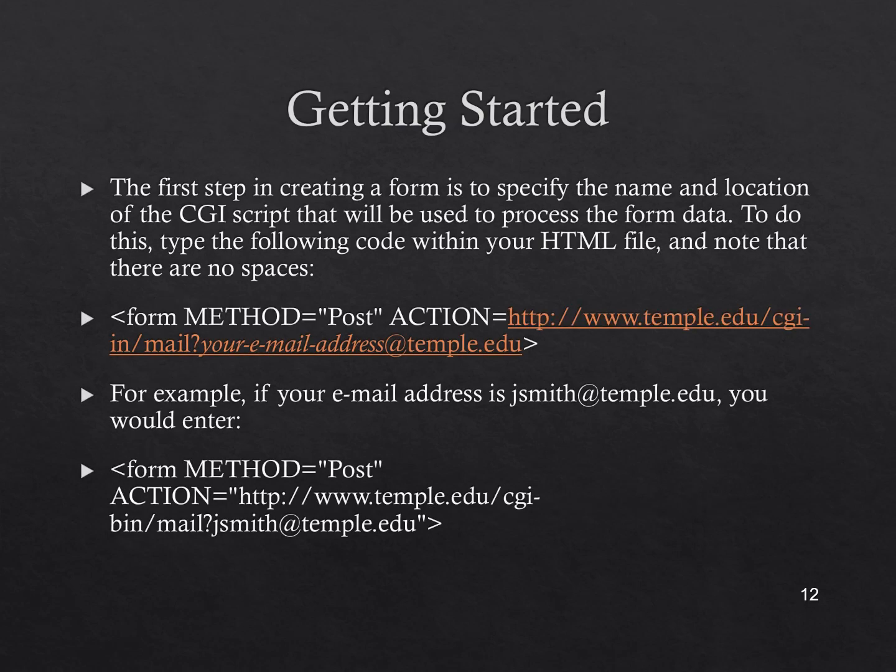Getting started. The first step in creating a form is to specify the name and the location of the CGI script that will be used to process the form data. To do this, type the following code within the HTML file and note that there are no spaces. We should not give any spaces while creating the link. Using form, this is the basic example. If your email ID is jsmith@temple.edu, you would enter it like this: in form we will get action, and in action we will get the link address.